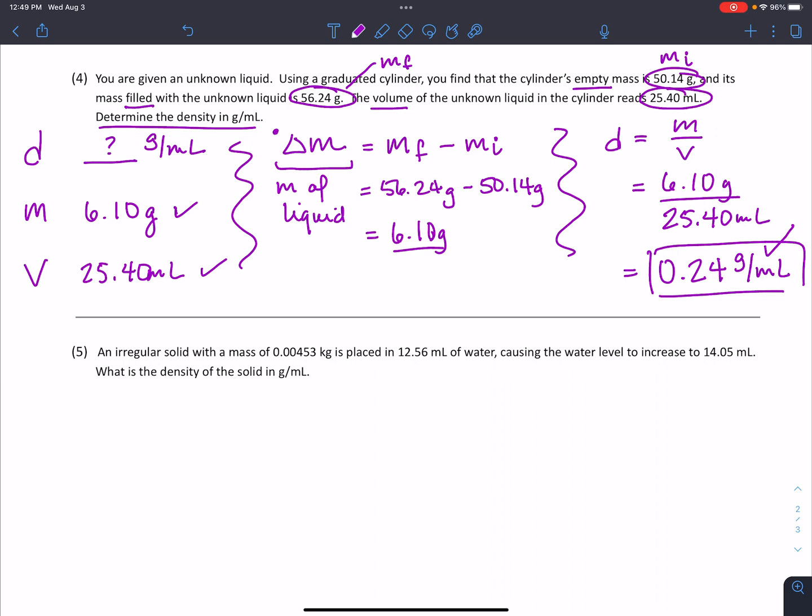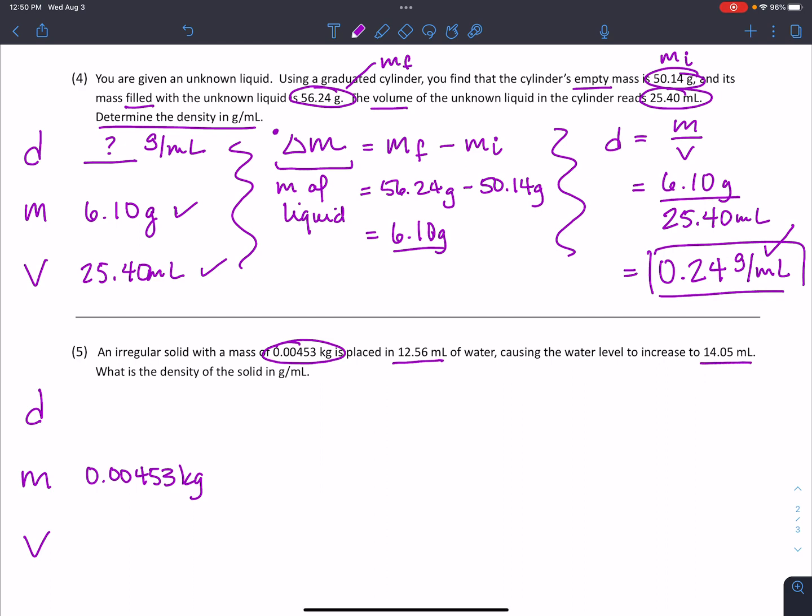All right, let's slide down to number 5. An irregular solid with a mass of 0.00453 kilograms is placed in 12.56 milliliters of water, causing the water level to increase to 14.05 milliliters. What is the density of this solid in grams per milliliter? All right, so again, density, mass, and volume. We go look, we have a mass value first, 0.00453 kilograms.